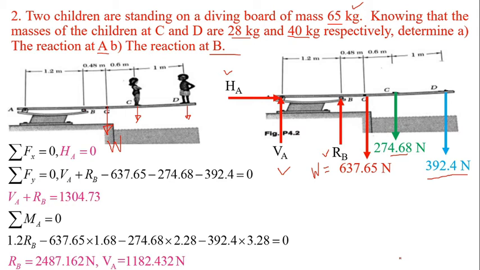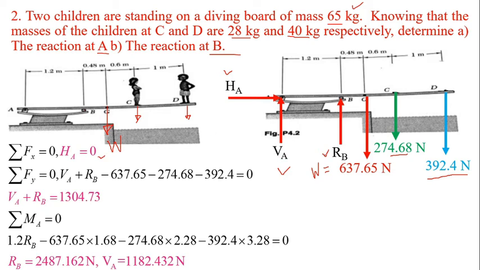And now, how many unknowns are there in the problem? There are three unknowns in the problem, HA, VA and RB, and we have three equations of equilibrium for the beam. This is a non-concurrent force system, and therefore, we can use three conditions of equilibrium. Summation Fx is equal to 0. It will give you HA is equal to 0. So, the first reaction is known.